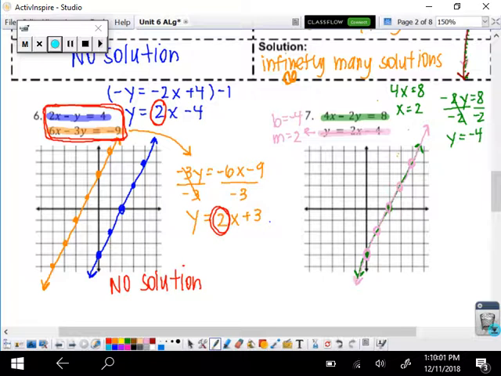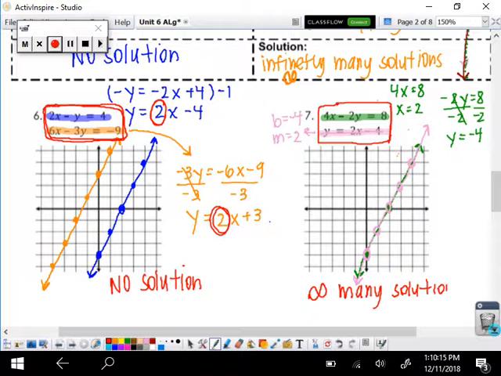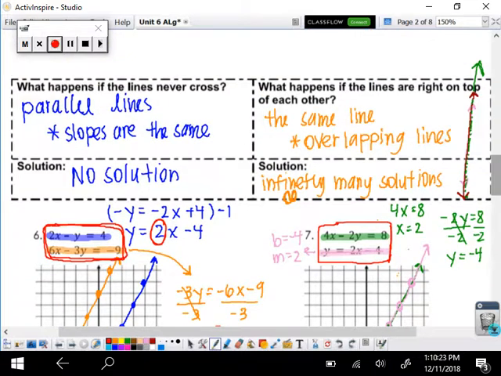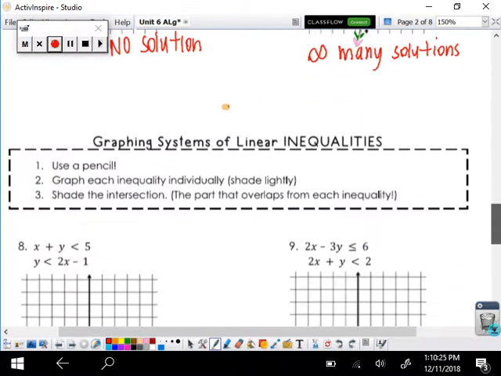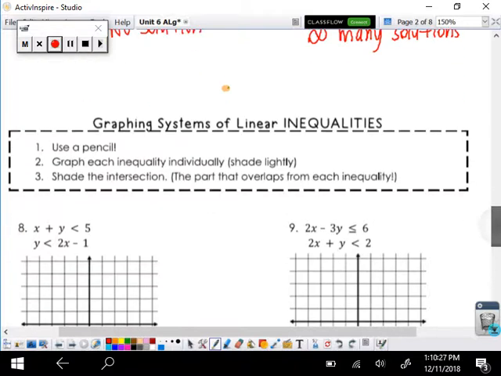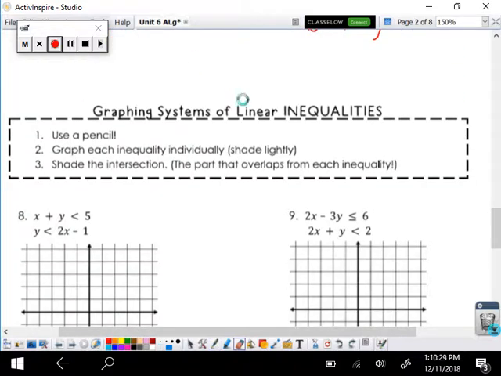They overlap. So these two lines are the same, and we have infinitely many, so there's my infinity sign, infinitely many solutions. That is an example of one of each of those, a no solution and an infinitely many. Okay, so that's the first step.